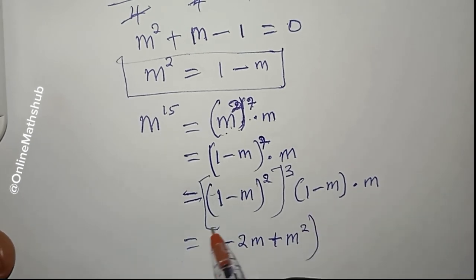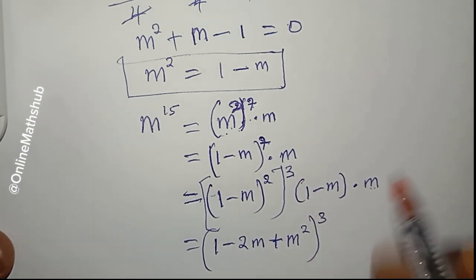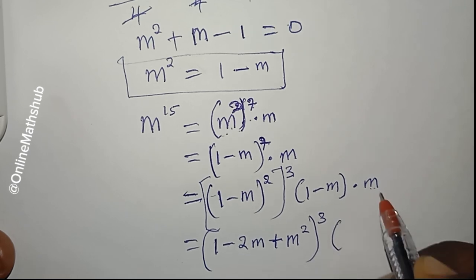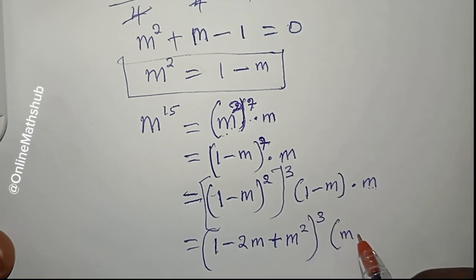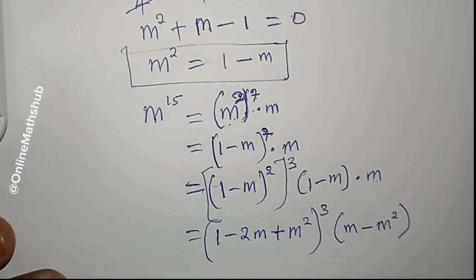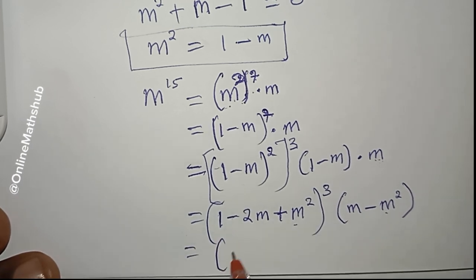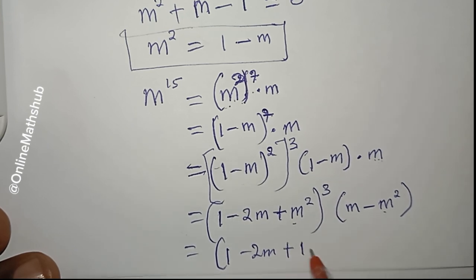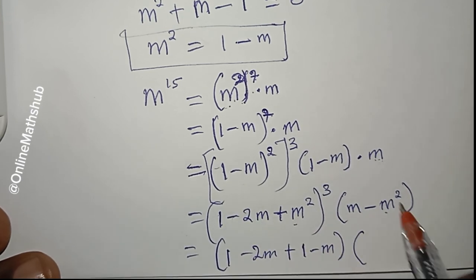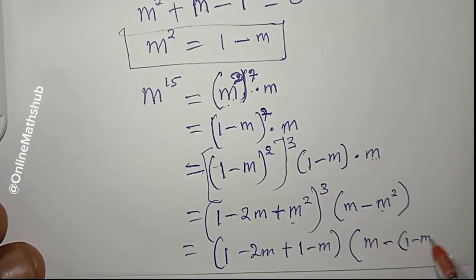And of course this whole expression here is power 3, and then I'm going to use this m to multiply this stuff here, so that I'm going to be having m times 1 here is m, minus m times m will give us m squared. So this is what we have, and then we can go ahead to substitute the value for this m squared, which we've got. And so if I do that, this is 1 minus 2m plus we got m squared to be 1 minus m. And then I'll also do same here, m minus 1 minus m.